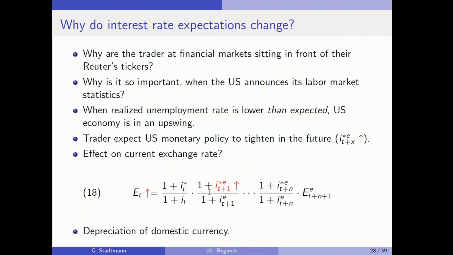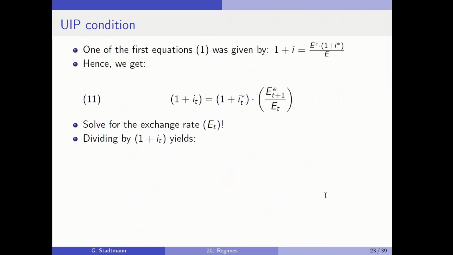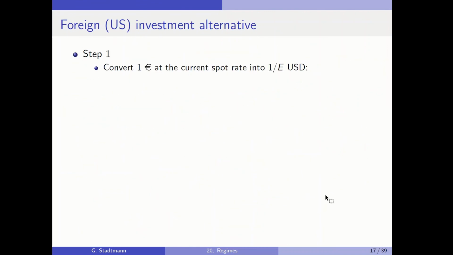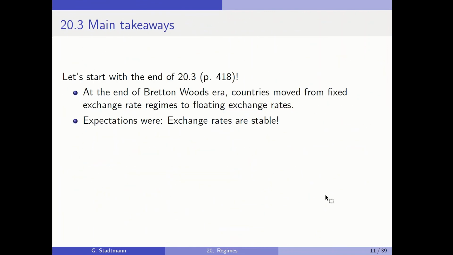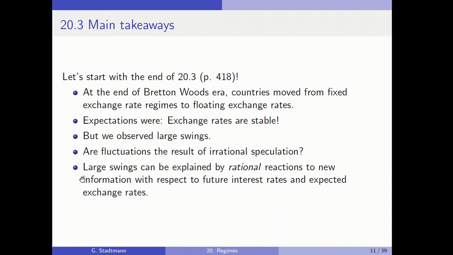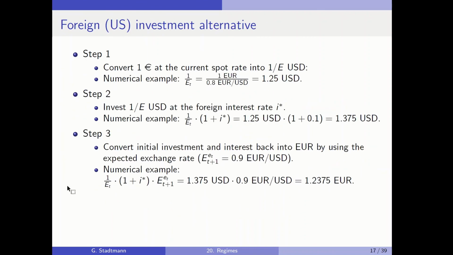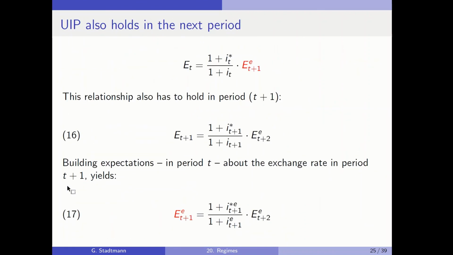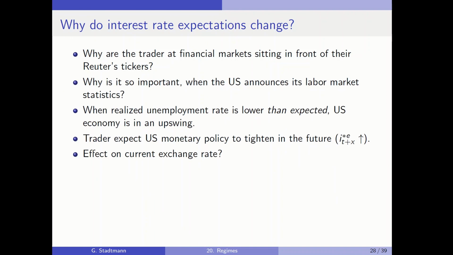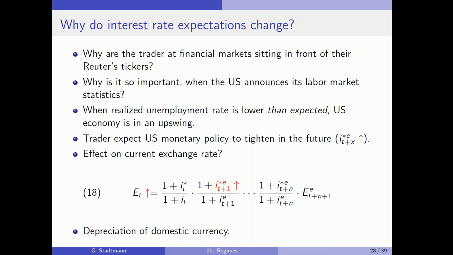By this chain of argumentation, you can now understand this last bullet we were talking about. We were talking about the fact that large swings can be explained by rational reactions to new information with respect to future interest rates and the expected exchange rate. So when new information about the labor market statistics of the US is released, already today we observe a change in the nominal exchange rate.